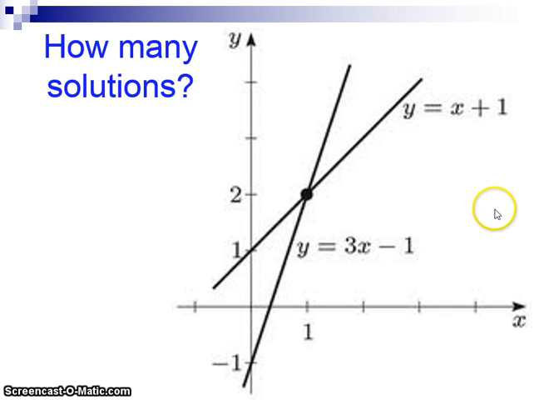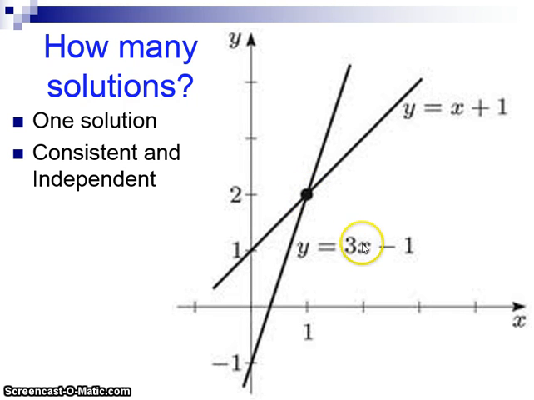So let's look at a graph. Here's a graph of a system. The two equations are y equals x plus 1 and y equals 3x minus 1. How many solutions would it have? Well, it would only have one solution because the two linear equations only touch at one point. This is the only ordered pair that they share.